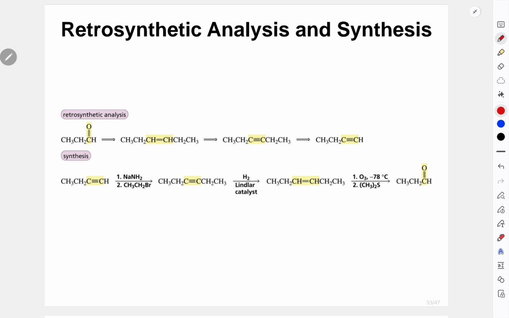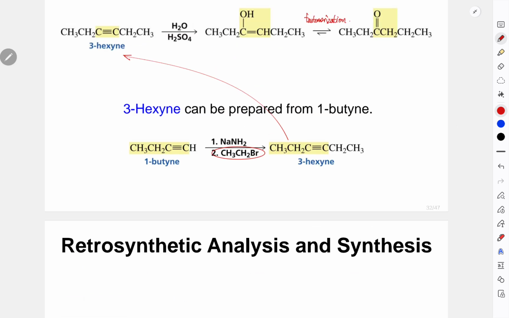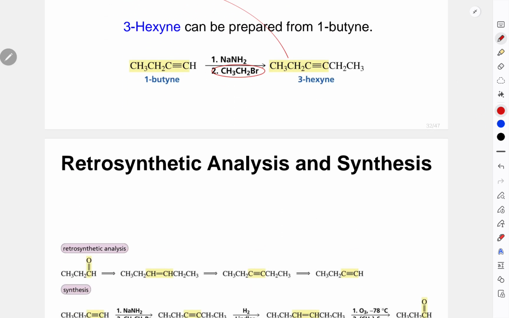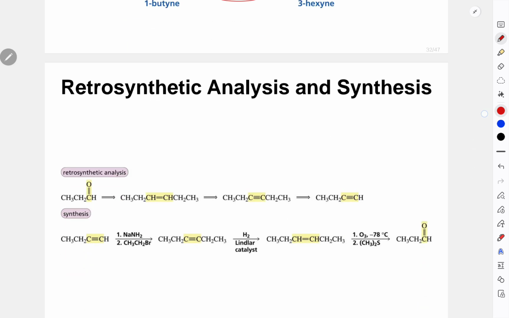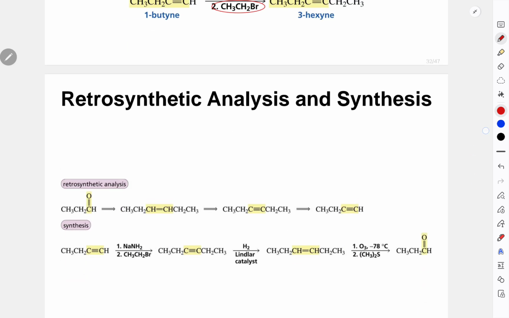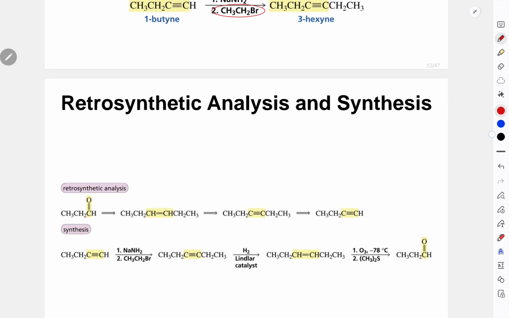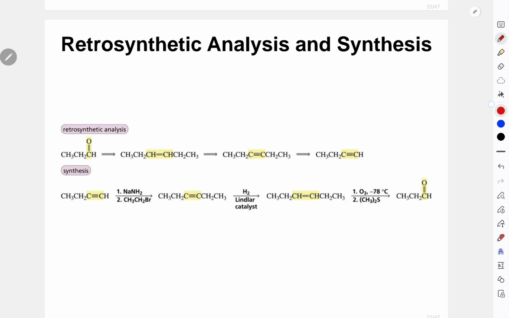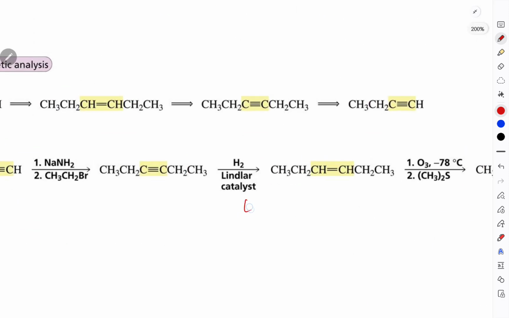And the bottom is the normal synthetic sequence. Starting from this terminal alkyne, deprotonation and alkylation will give you this internal alkyne with an increased number of carbons, and then the Lindlar catalyst hydrogenation reaction. Using Lindlar catalyst can be used to stop the hydrogenation reaction at the alkene, and ozonolysis will give you this oxidative cleavage product, the aldehyde. So that's one possible answer.